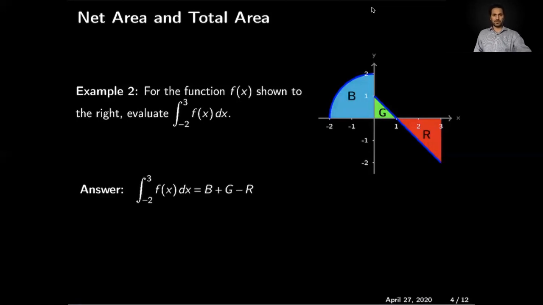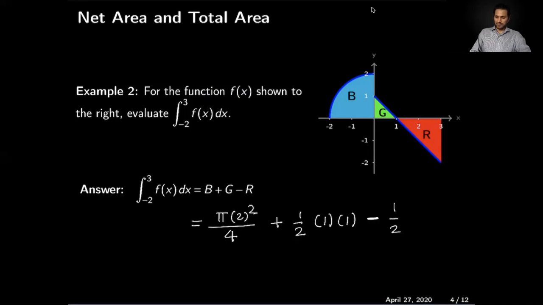because these two portions of the function are above the x-axis, minus the red area, because that portion of the function is below the x-axis. So let's calculate the area of the blue region, which is a circle of radius 2, pi 2 squared, because this is a quarter of the circle, so I will divide it by 4. Plus the area of the green region, which is 1/2, a right angle triangle of base 1, height 1, and minus the red area, which is also a right angle triangle.